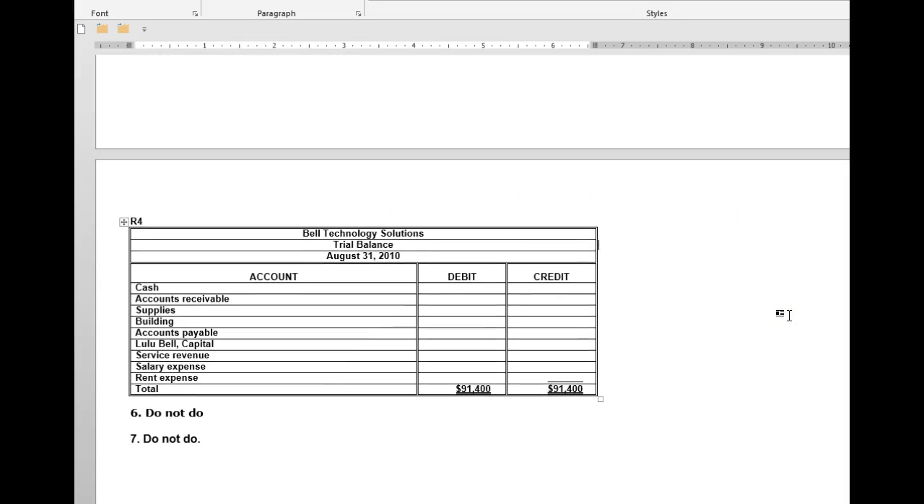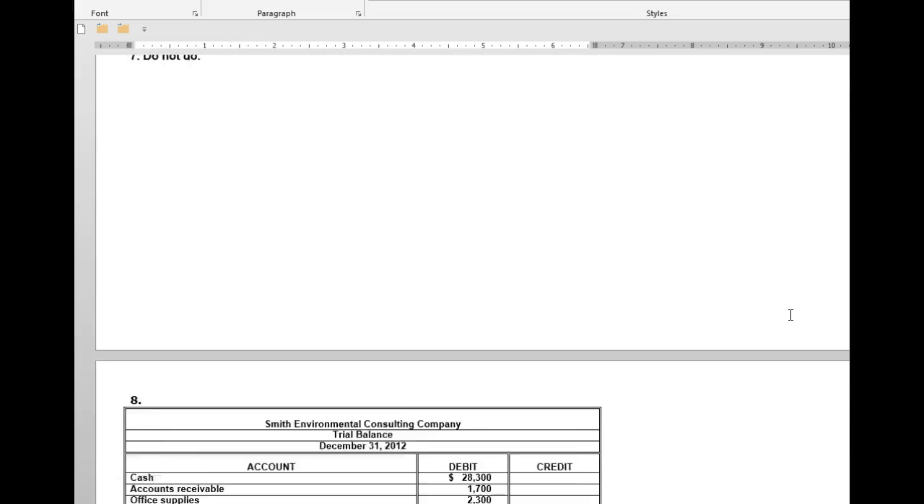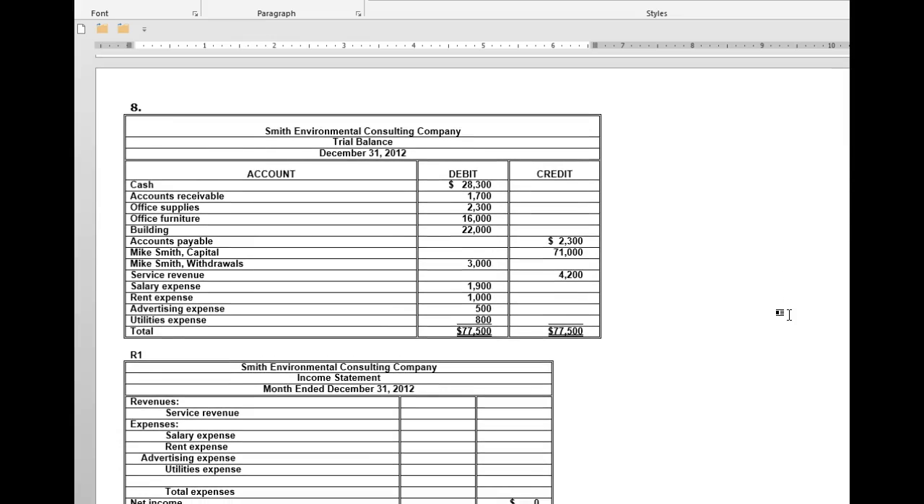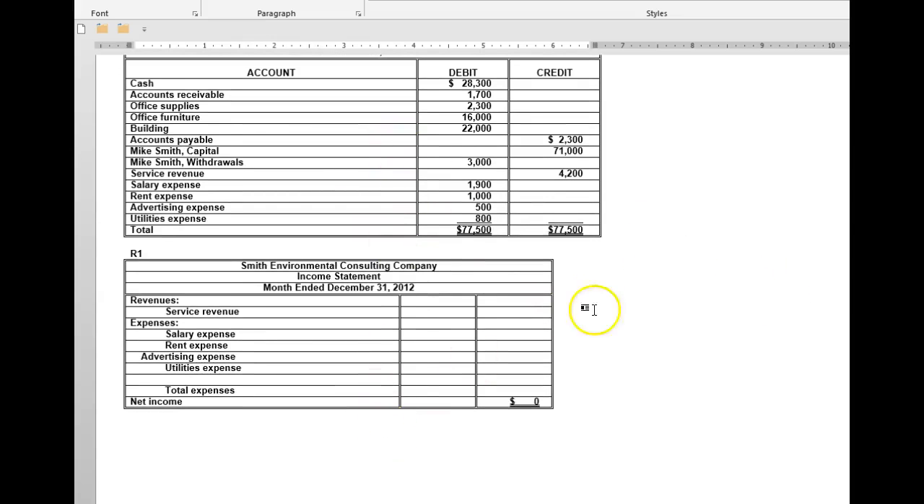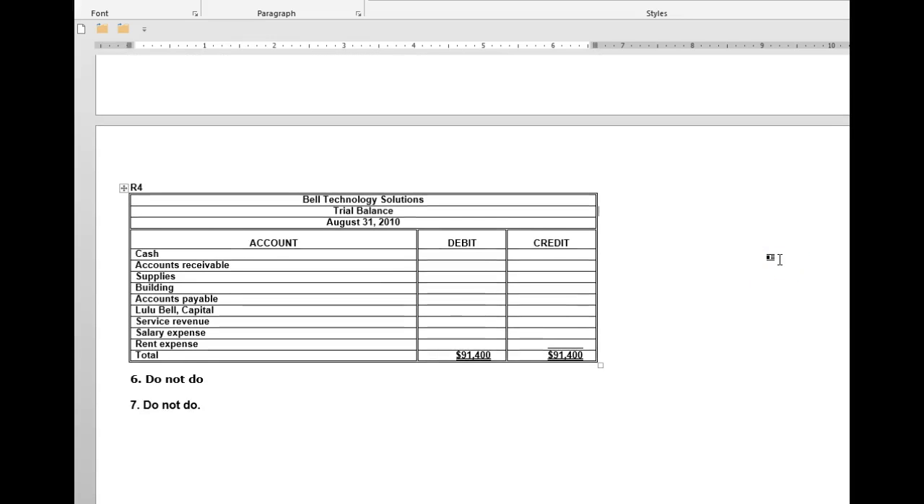So on 6 and 7 in the activity in this assignment, do not do them. I've just taken them out, and what we're going to do, in another video, is take this trial balance and create income statements. So work on this, get it done, and then hop to the next video, and you will do only number 8. You will not do 6 and 7. Make sense?